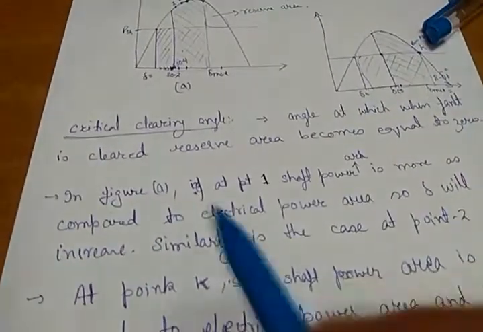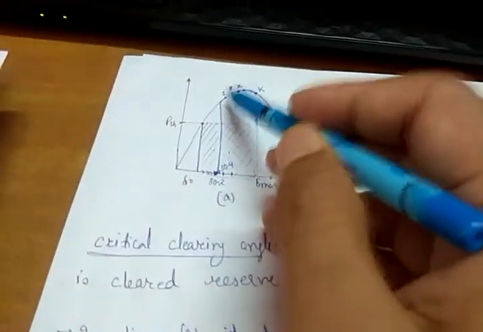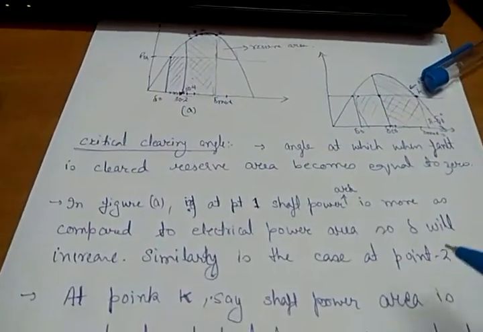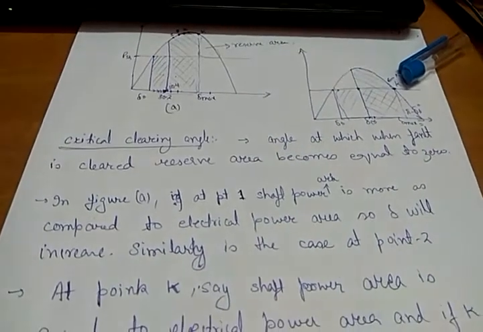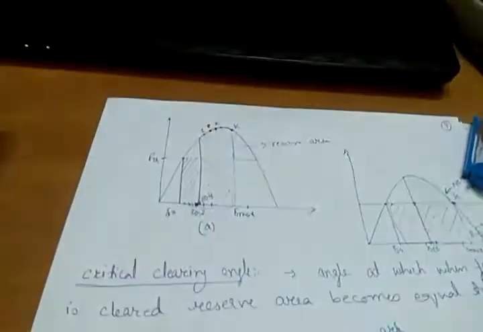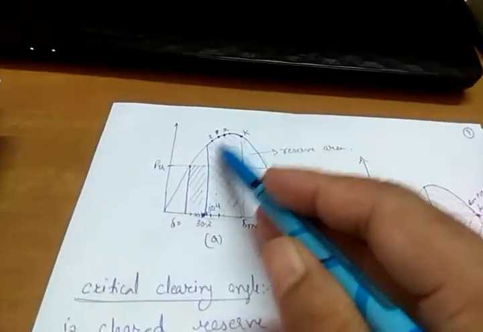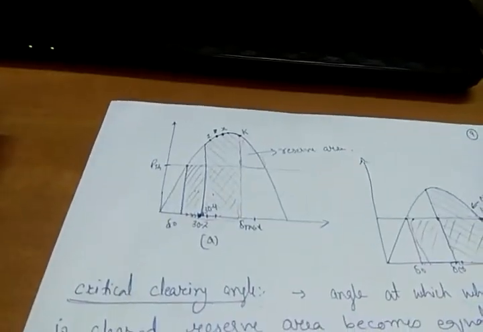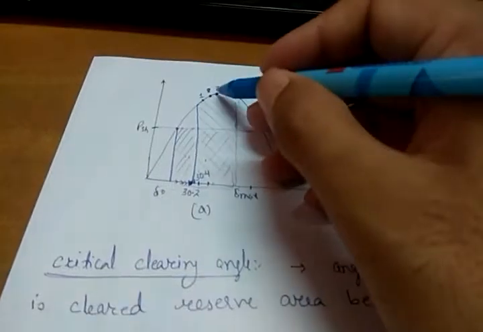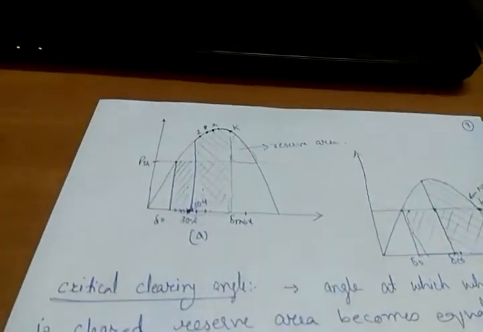Okay. So it is written here in figure A, at point 1, this is the point 1. In figure A, at point 1, the shaft power area is more as compared to the electrical power area, which is obvious. At point 1, you can see that the shaft power area is more than the electrical power area. So delta will increase. Similar is the case at point 2. At point 2, still you can see that the shaft power area will be more as compared to the electrical power area. So delta will increase further.